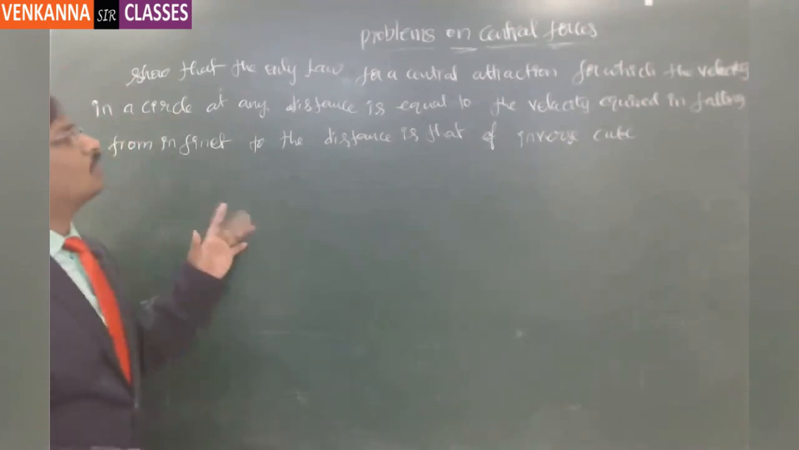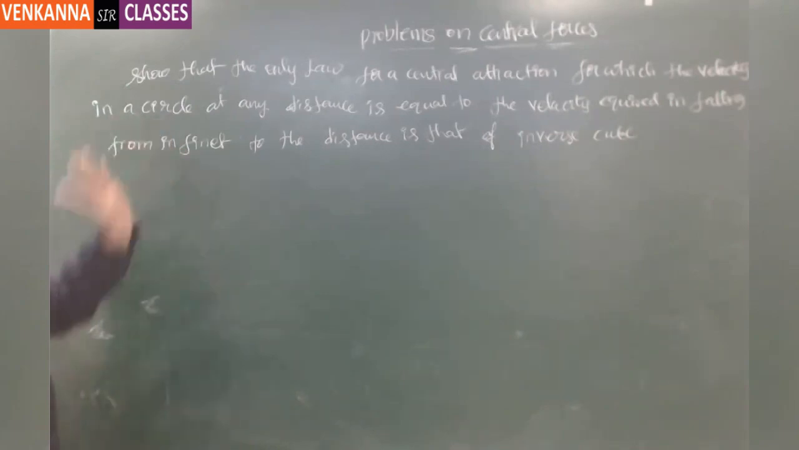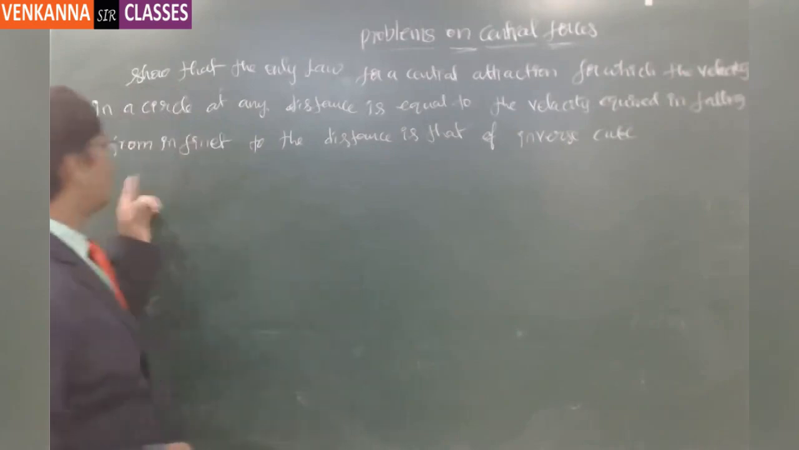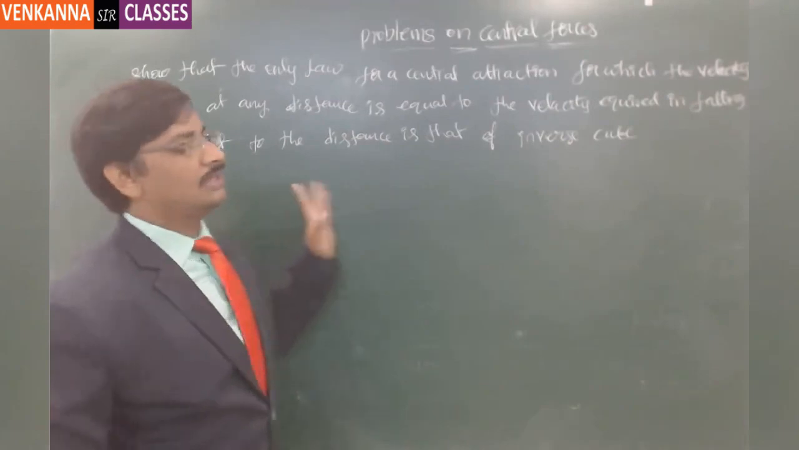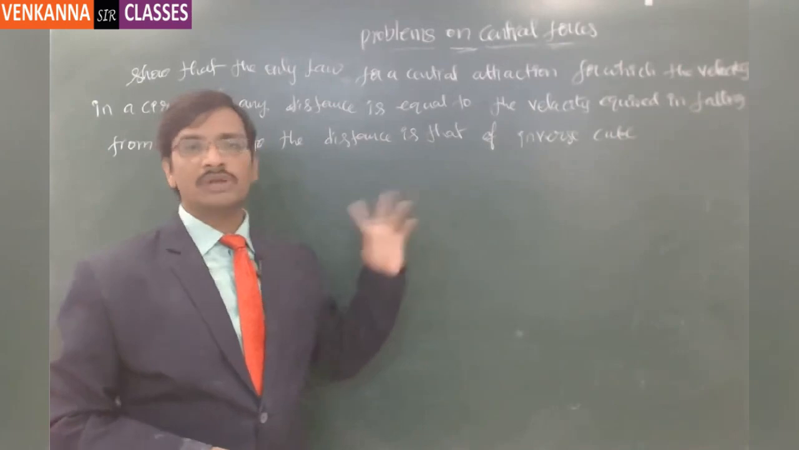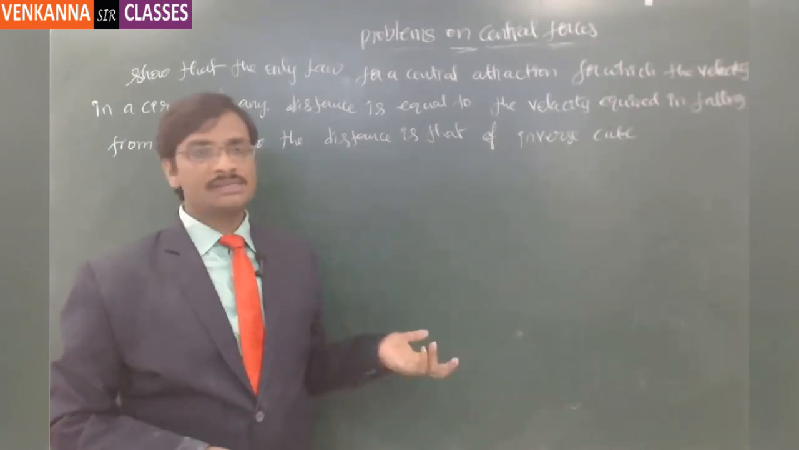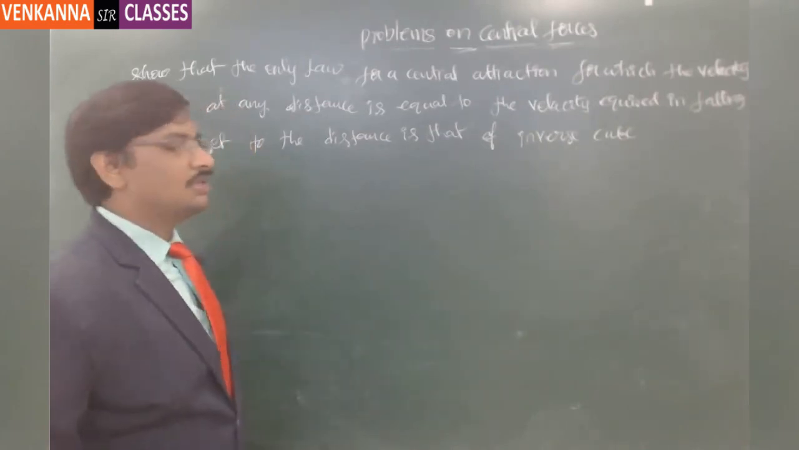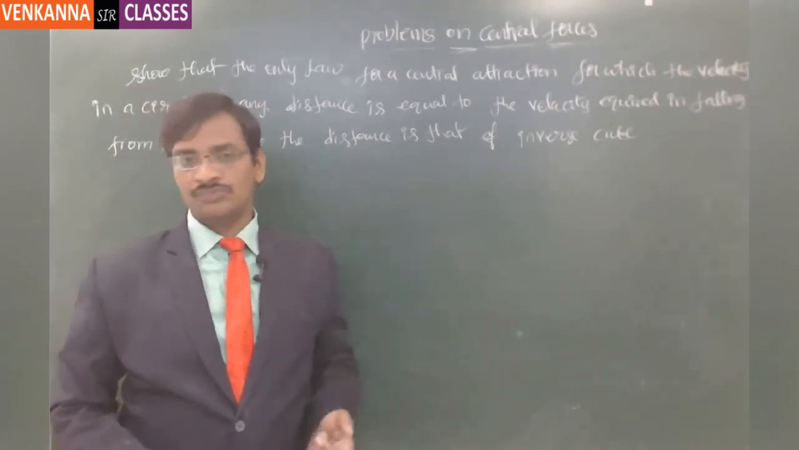Show that the only law for a central attraction for which the velocity in a circle at any distance is equal to the velocity acquired in falling from infinite to the distance is that of inverse cube. Now here he has given two different cases. One case is a particle moving in a circular path with the central acceleration. Another case is a particle falling from infinite, which essentially means the particle started with a velocity of 0.